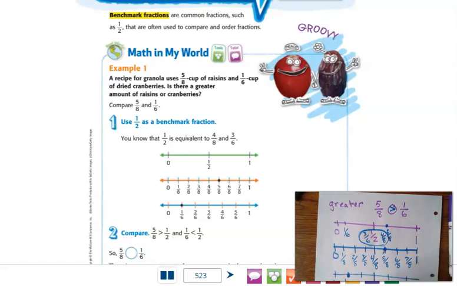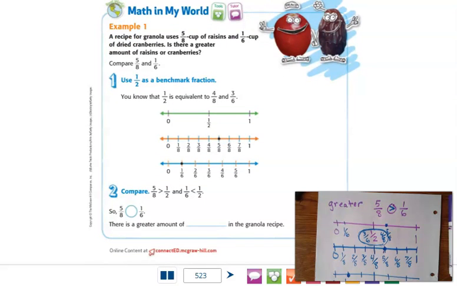So using this method to compare the fractions, that's example number 1. So 5/8 is greater than 1/6. There is a greater amount of raisins in the granola recipe because, again, 5/8 a cup of raisins and 1/6 a cup of dried cranberries.